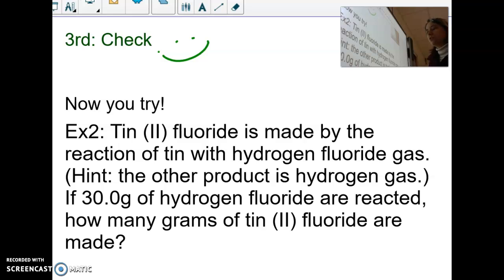Then you'll want to go through the steps, write what you know, write a balanced chemical equation, and find your molar masses and your mole ratio, and set up the equation and get your answer, and we'll go over it. So you should do that, and we'll go over the answers in class.